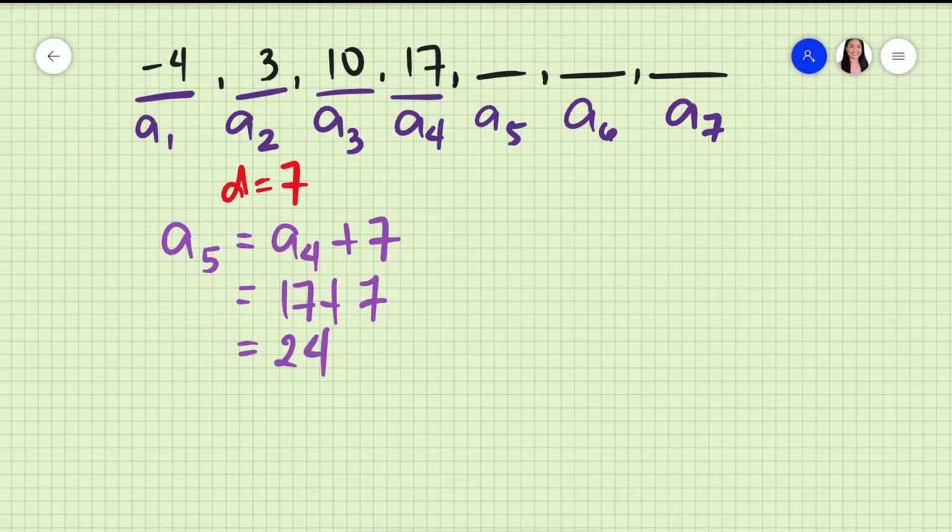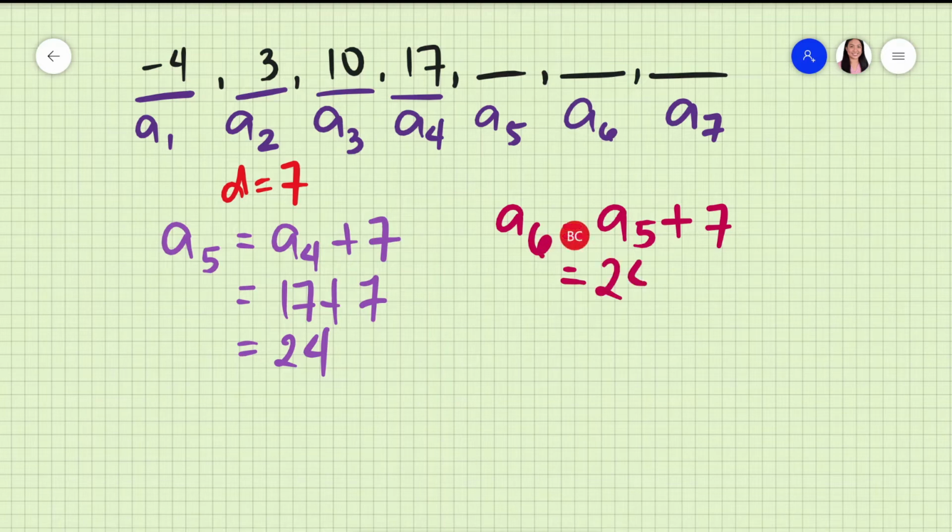Next, let's get the value of the 6th term, or a sub 6. We can get this by adding the common difference, which is 7, to the preceding term, which is a sub 5. We can write this as a sub 6 is equal to a sub 5 plus the common difference, 7. Substitute the value of a sub 5, which is 24, then copy 7. Simplify or perform the indicated operation. 24 plus 7 is equal to 31.